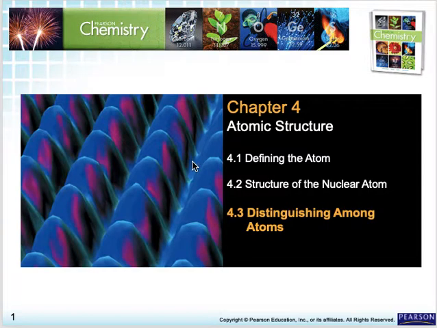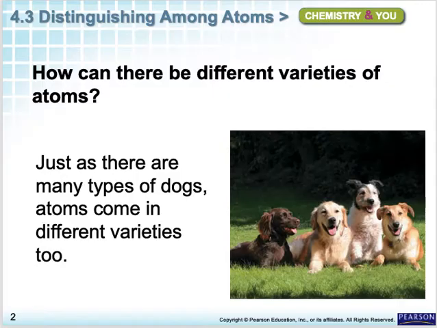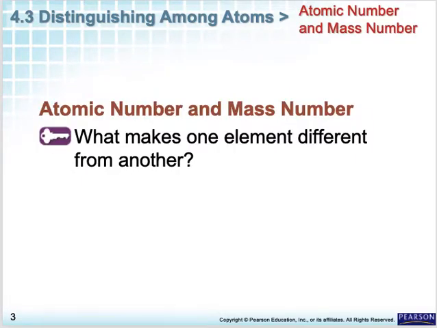Let's talk about section 4.3, distinguishing among atoms. We know that all of these are dogs and they come in different varieties. Well, so do atoms. We're going to talk about how they are alike and how they are different. Atomic mass and mass number are two ways that we can tell atoms apart.